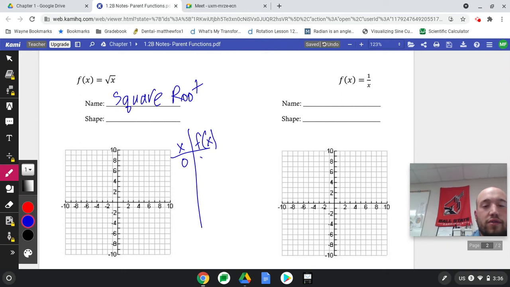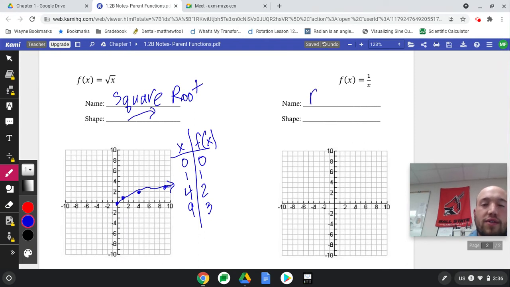So 0, square root of 0 is 0. Square root of 1 is 1. Square root of 2, it's going to be like 1.4 or something. That's not easy to graph, so don't do it. Square root of 4, square root of 9, those are easy to graph, 2 and 3. So that's what we're going to choose to do. All right, just kind of goes off to the right.